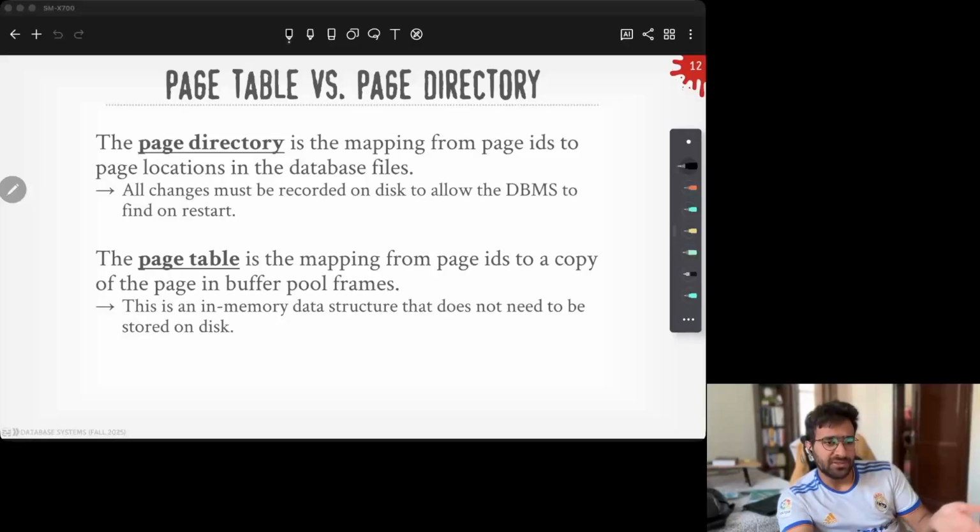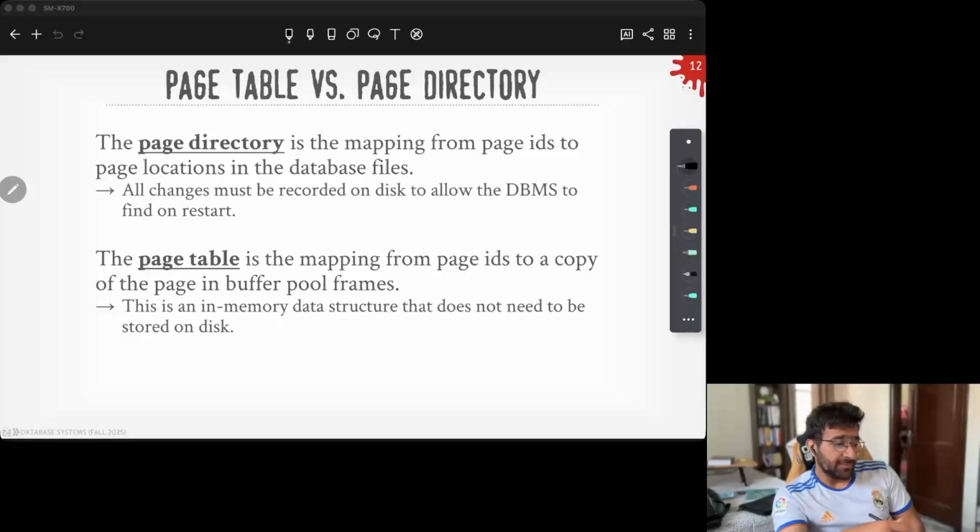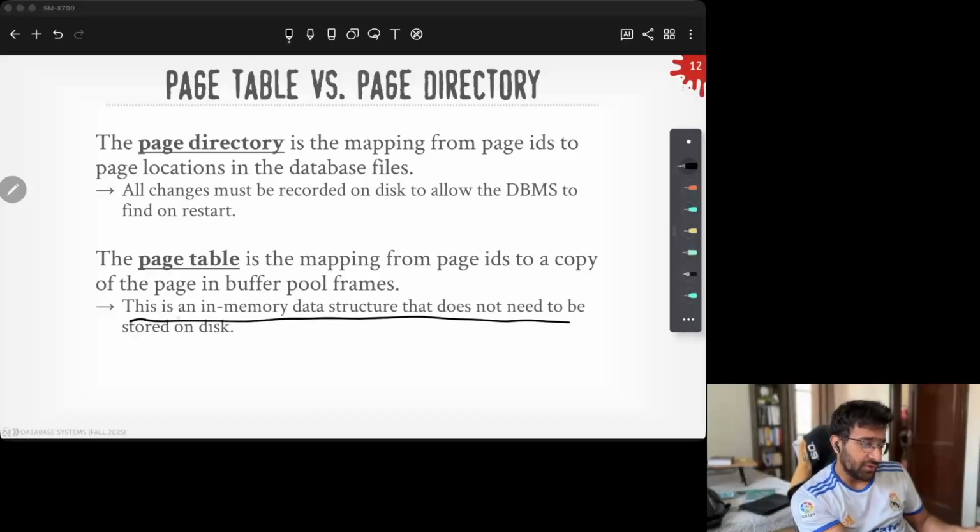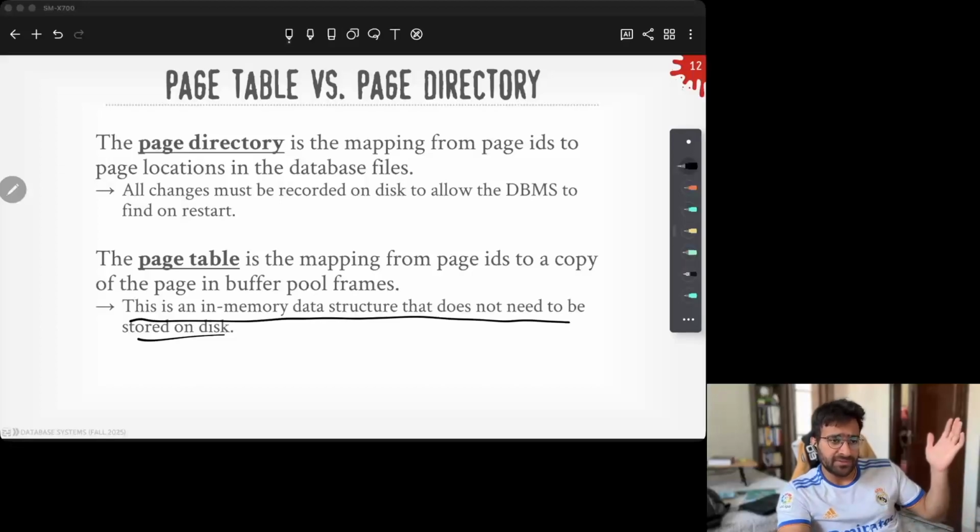So essentially, it's just metadata about what's lying on the disk. A page table is a mapping from page IDs to a copy in the buffer pool frames, so essentially what is lying in the RAM. So you can blow away the page table. It's an in-memory structure and does not need to be stored on disk. You can blow away the page table and rebuild it when you come back up. But with the page directory, you cannot blow it away. You have to persist it if you're making changes, because that is the metadata about the data. If the metadata gets corrupted, then you might not be able to interpret what's lying in the database pages.